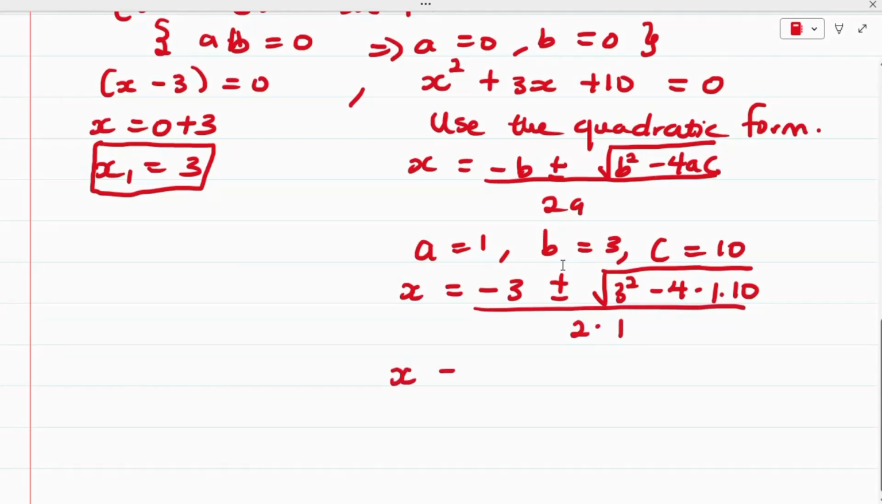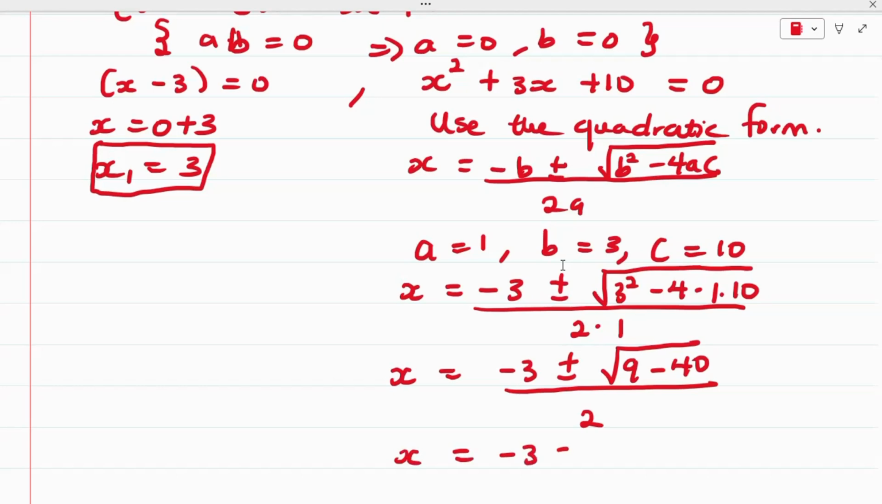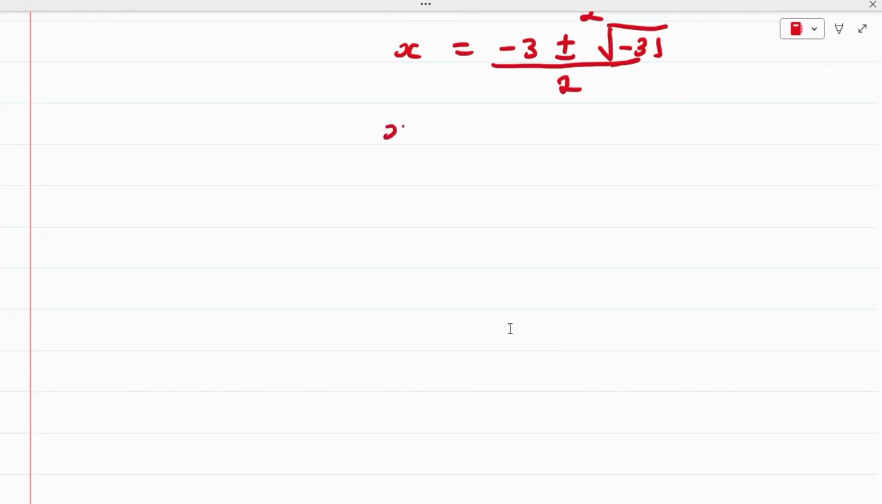So we have that x is equal to minus 3 plus or minus the square root of 3 squared, which is 9, minus 4 multiply 1 multiply 10, which will give us minus 40, divided by 2 multiply 1, which is 2. So we have that x is equal to minus 3 plus or minus the square root of 9 minus 40, which is minus 31, divided by 2.